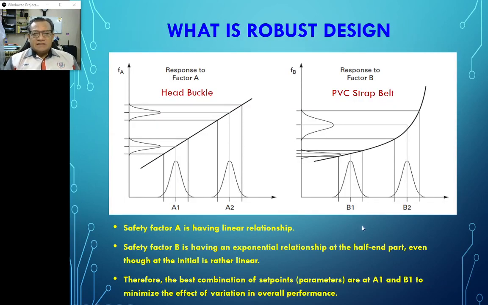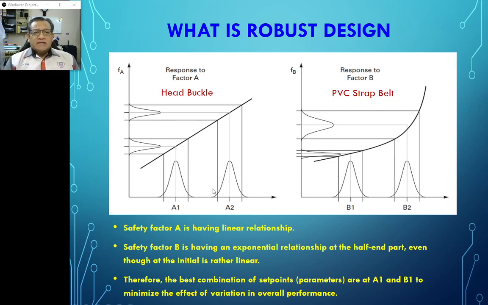Okay, bottom line is what robust design is all about. As I informed you earlier, in order to have robust design, you have to make trial and error, many types of trial and error. In other words, you have to execute many experiments, and each experiment is set with many different set points to determine the most optimum parameter, which is the highest performance with lesser noise, right?